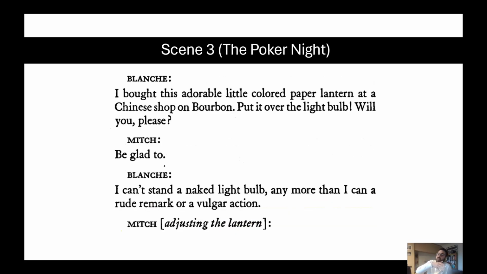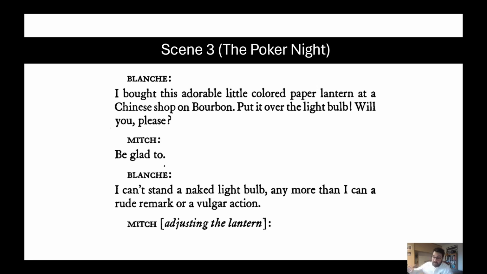The paper lantern itself is introduced in scene 3, the poker night, when she has this semi-flirtatious exchange with Mitch, and she requests that he puts this little adorable coloured paper lantern over the light bulb, and Mitch obviously obliges. He's been very polite here at this stage. And she says at the end of this exchange that she can't stand a naked light bulb any more than she can stand a rude remark or a vulgar action.